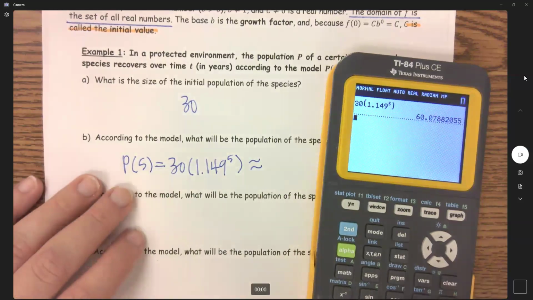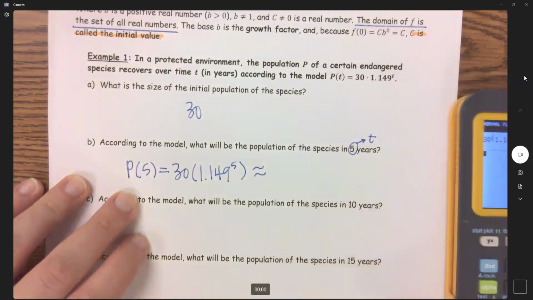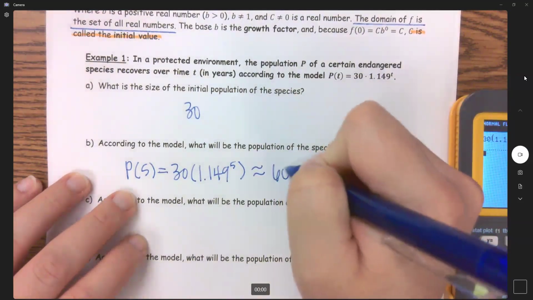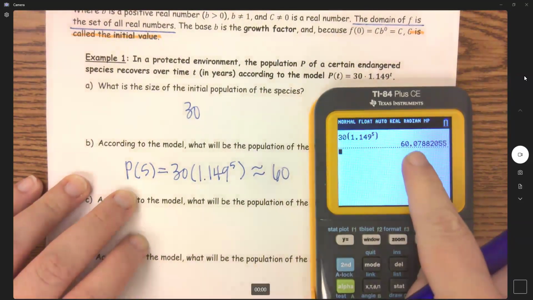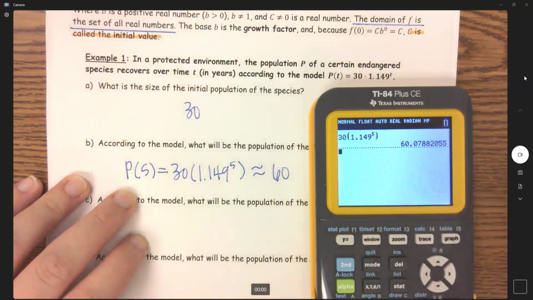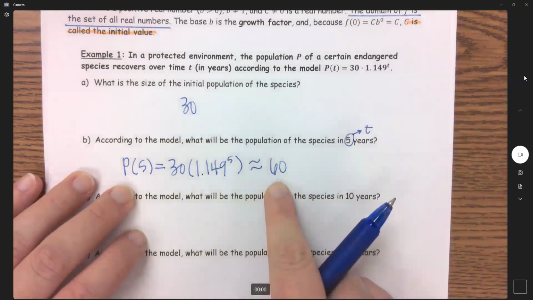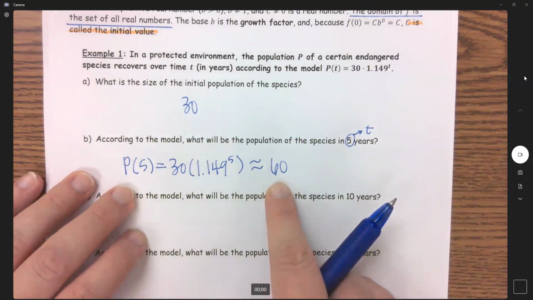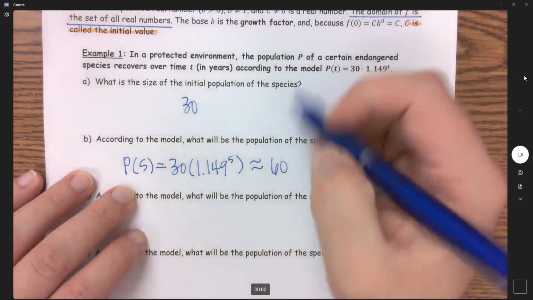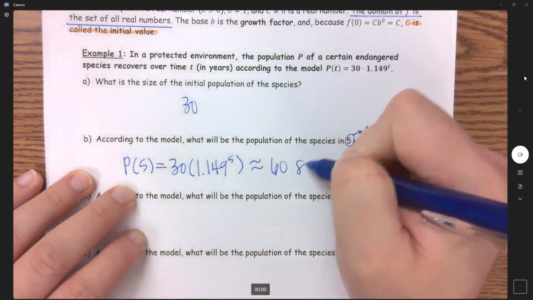Because we're talking about some kind of animal, I want to round to the nearest whole number. I can't have a tenth of an animal walking around my zoo or whatever. So we're going to round to the nearest whole number. So what will the population be? It'll be 60 species.